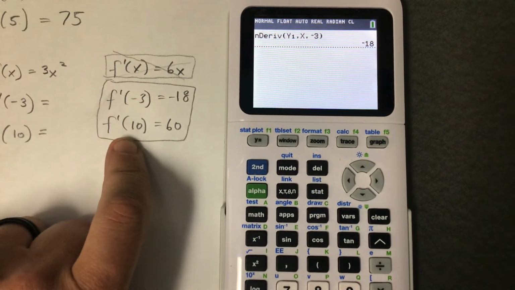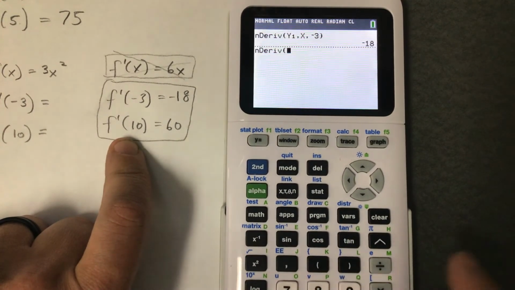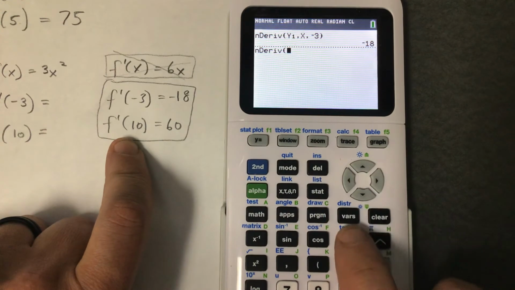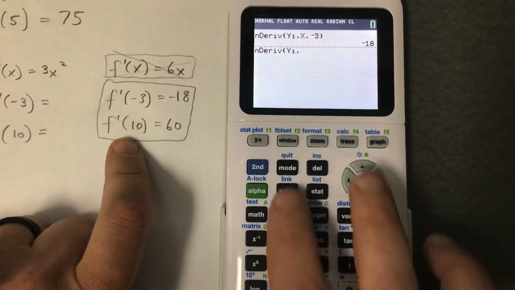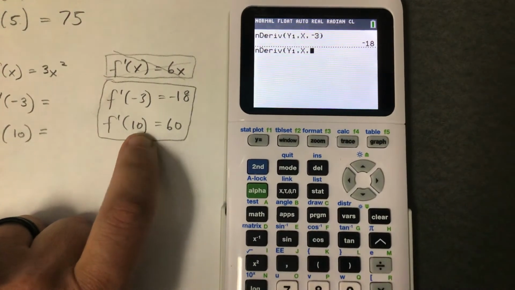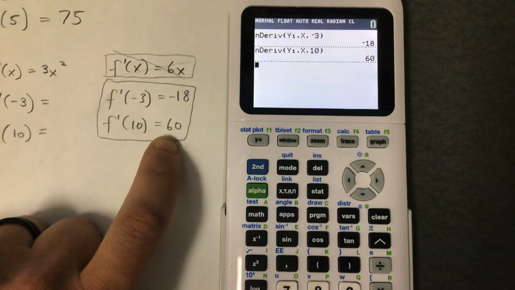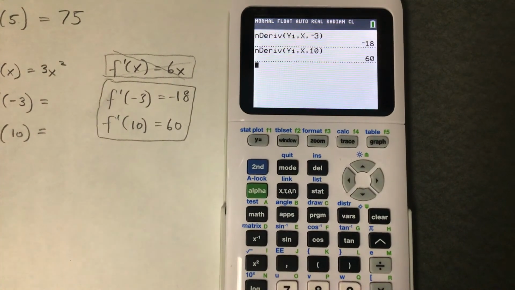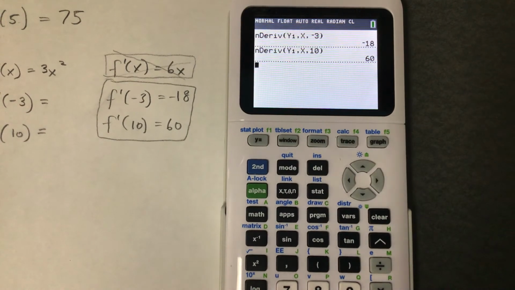All right, f prime of 10, let's go through those steps. So I'd push math, number 8. I need y sub 1, which is under vars, going over, click on that, comma, x, comma. I want to do it at 10, and we'd get 60 either way. So either calculator is going to be totally fine for this class, but that's how you use each one.